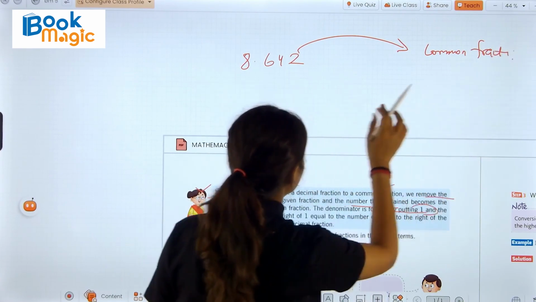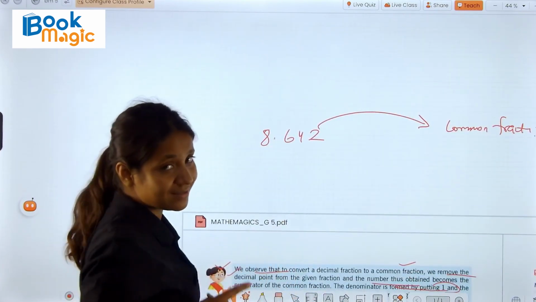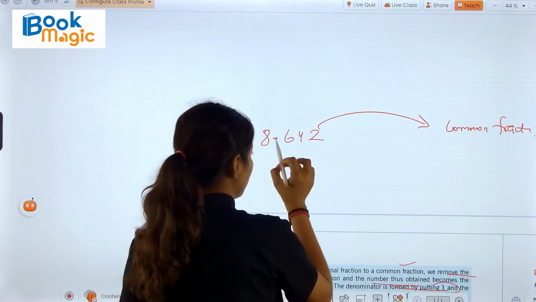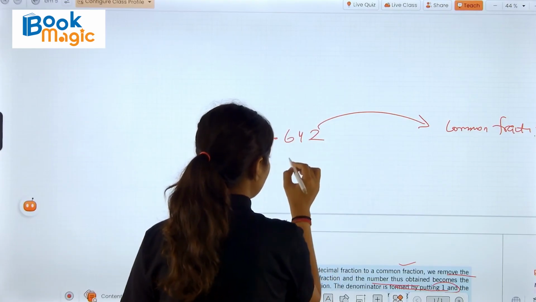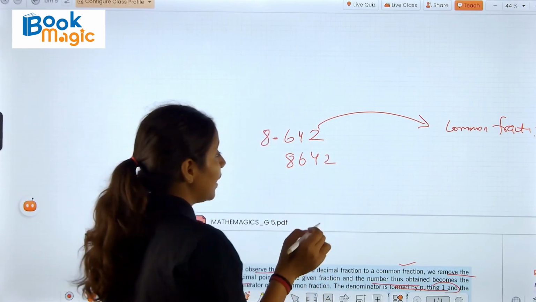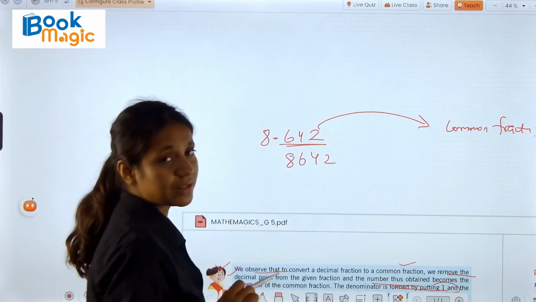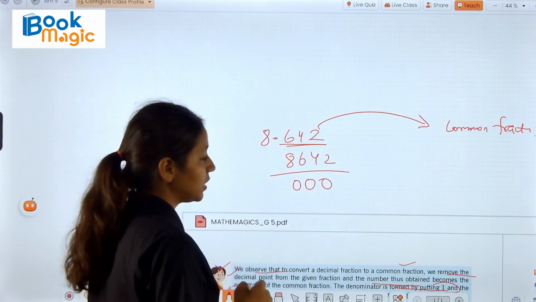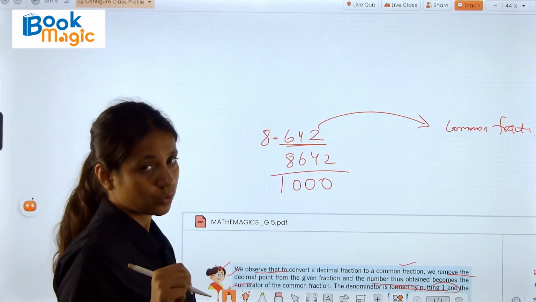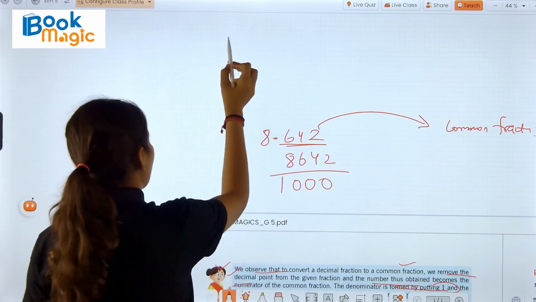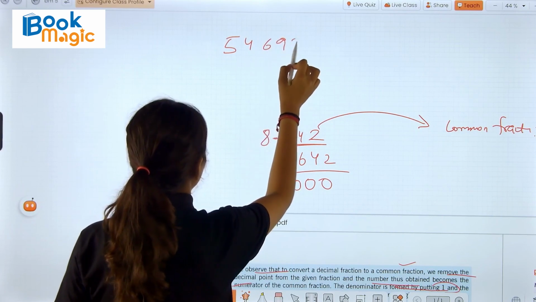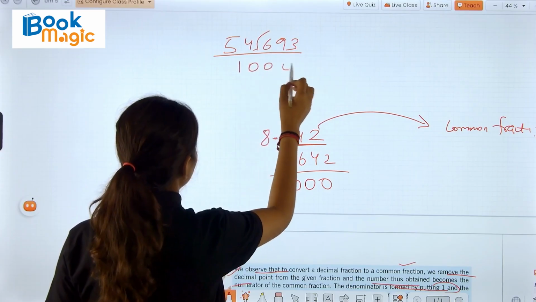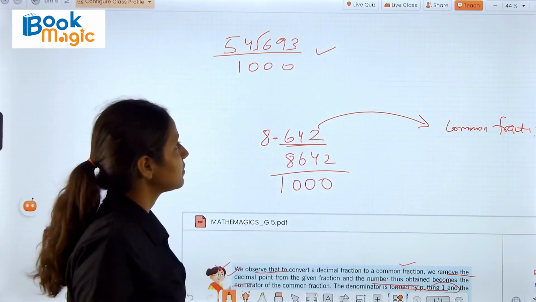So what we are doing here, we have to just remove this decimal firstly. It is a trick. Okay, basically it is a trick. Remove this dot, remove this decimal. Now after removing the decimal, it will be 8642. Now see the decimal places. It is 3, so write 3 zeros in the denominator and before that put 1 in the denominator. Okay, that means 1000. Similarly, if I am having 5, 4, 6, 9, 3 and here it is decimal, so we will make it as 1, 2, 3, 2, 3. So it will be 54693 by 1000.